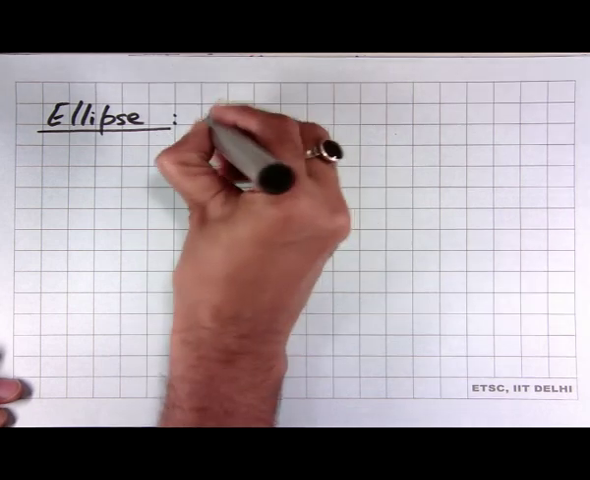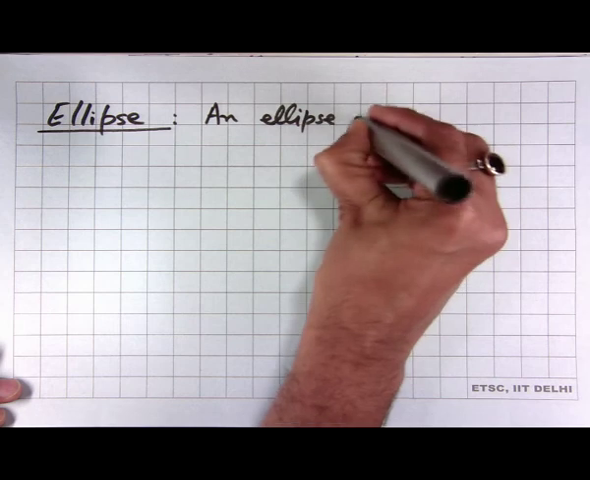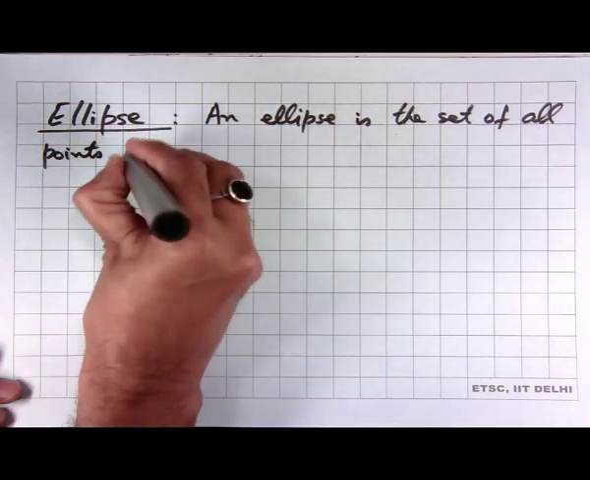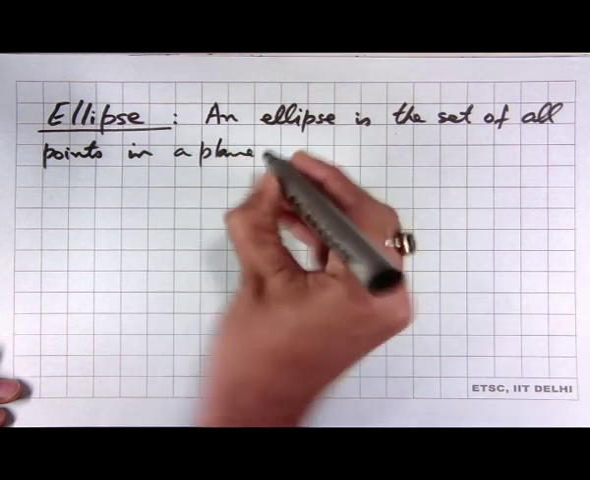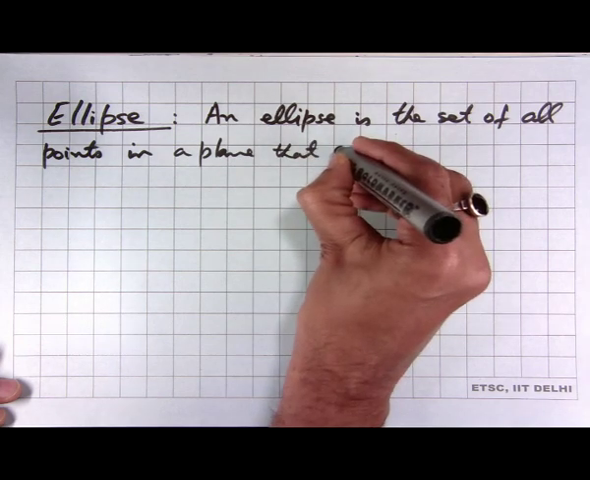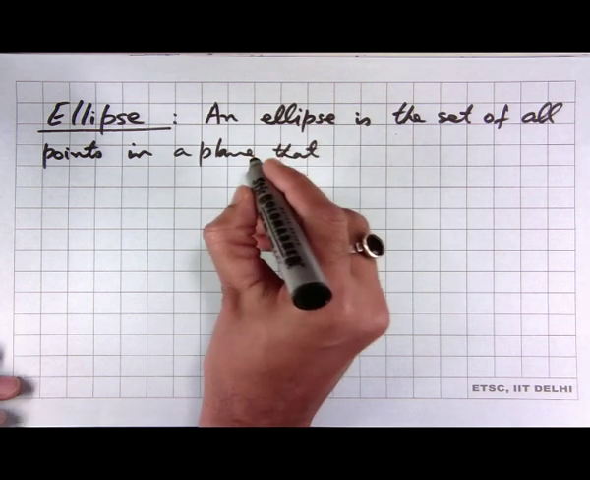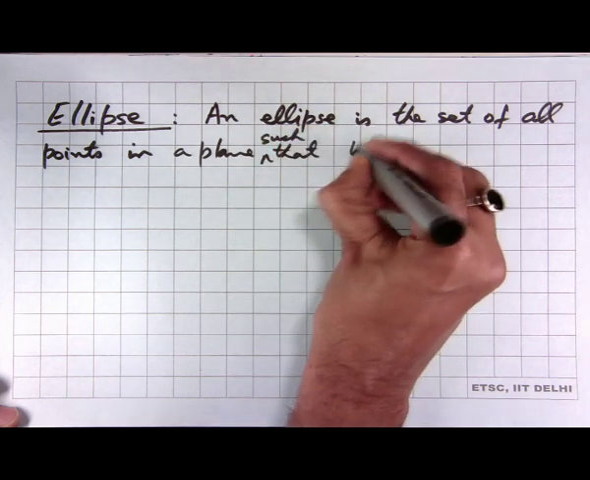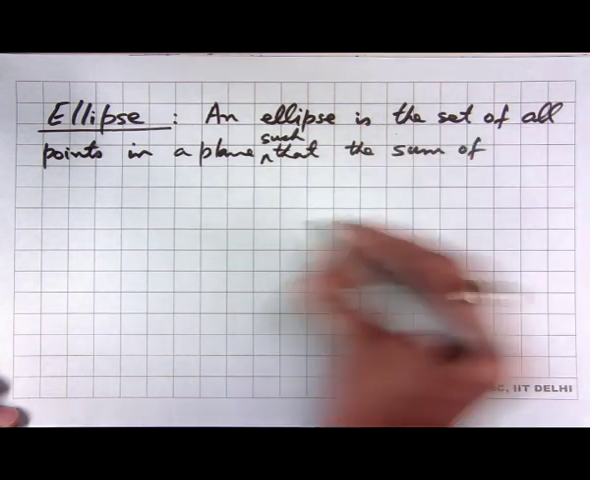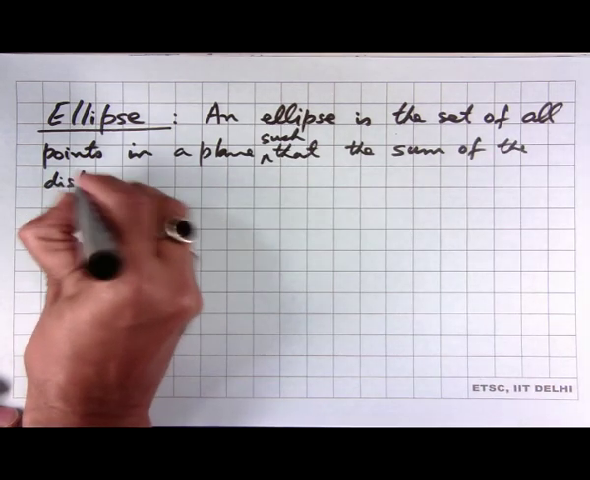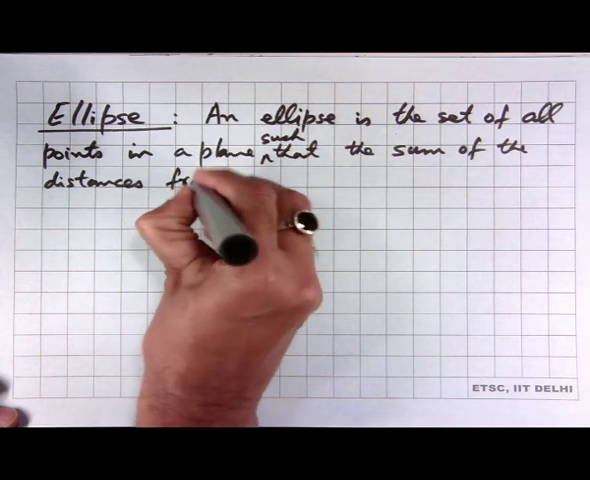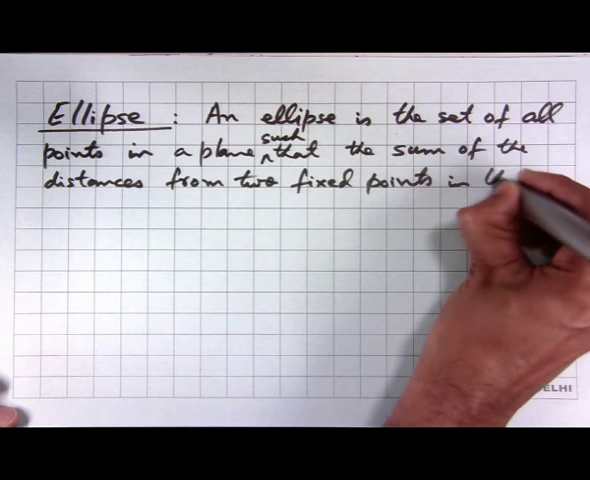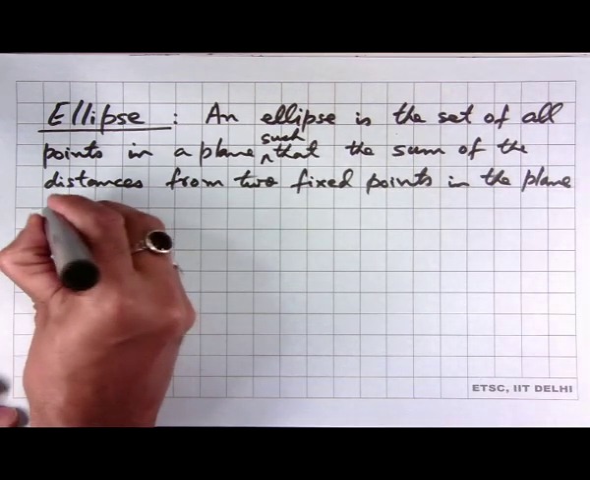So, the definition is: an ellipse is the set of all points in a plane such that the sum of the distances from two fixed points in the plane is a constant.